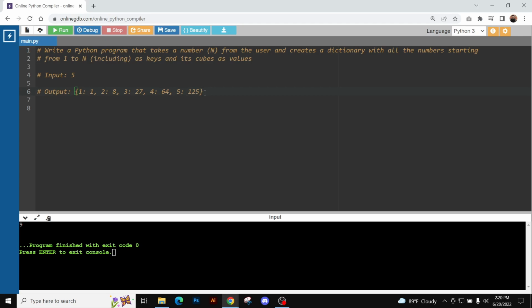Now the question can vary in different ways. It can ask for its square, its fourth power, its fifth power, anything. But the concept is the same for all the questions. So let's see how we can do it. Let me write the code first and then I'll describe it.